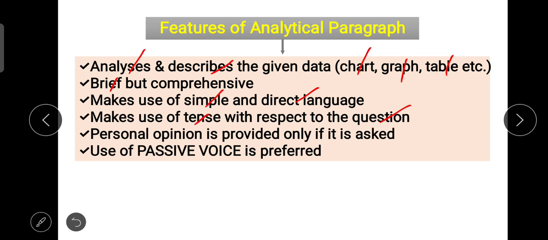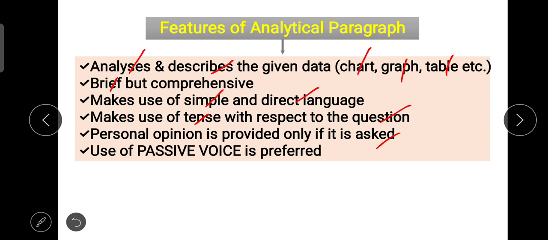Next is personal opinion is provided only if it is asked. Unlike article and speech writing, analytical paragraph is a completely objective form of writing. We have to be very objective. We don't mention ourselves and what we feel, what we think, what we suppose, because there is no room for supposition, thinking. So we need to provide the data in completely objective form.